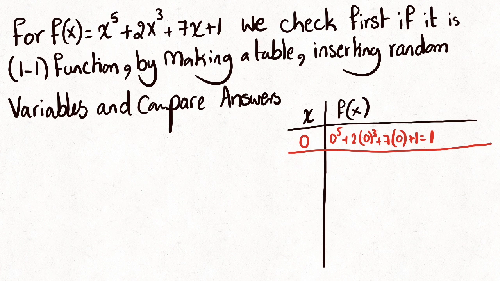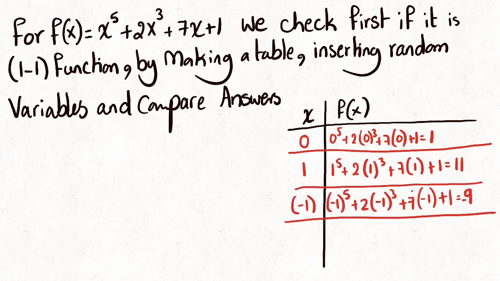Now, if the answers are not repeating each other, or the values of y, the outcomes, are not the same, it means it is one-to-one. In this case, if I select x equals 0, then f of x equals 1. x equals 1, then f of x equals 11. x equals negative 1, then f of x equals negative 9. Different values, it means for sure this is a one-to-one function. It means it has an inverse.